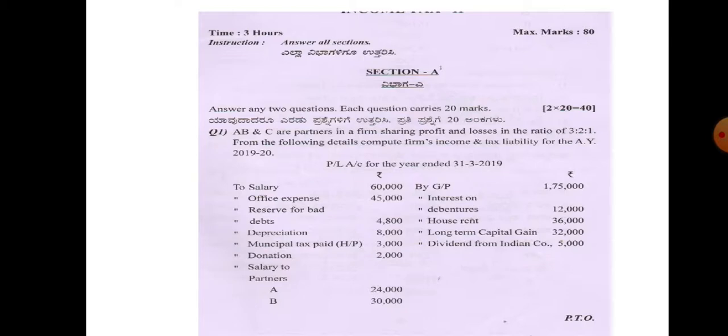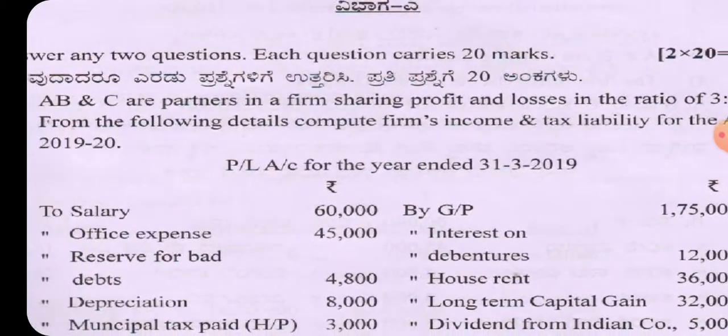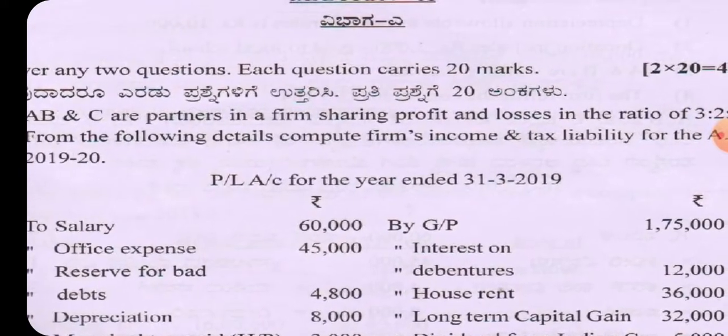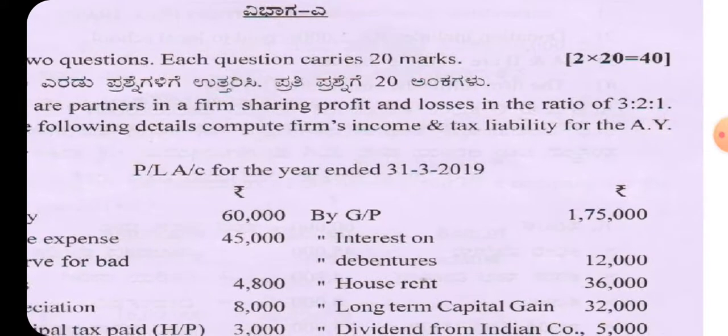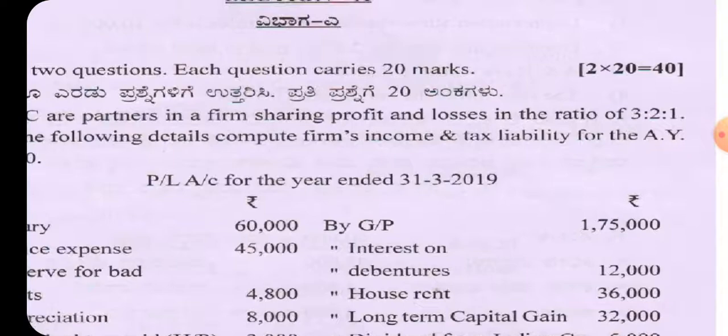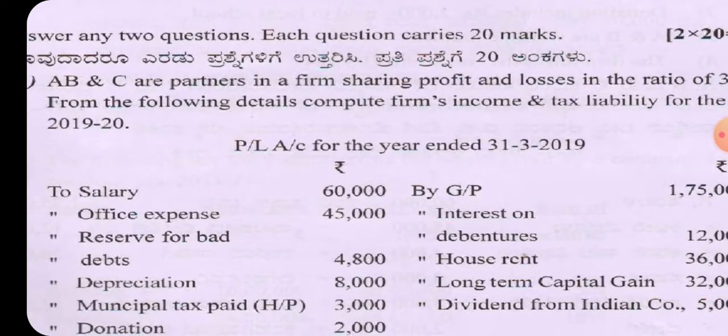See here, the partners are given: A, B and C are the partners in a firm, sharing profits and losses in the ratio of 3:2:1. They have asked to find out the firm's income and tax liability for the assessment year 1920. This is an old question paper, so you can change the date if you want. First they have asked to compute the firm's income.